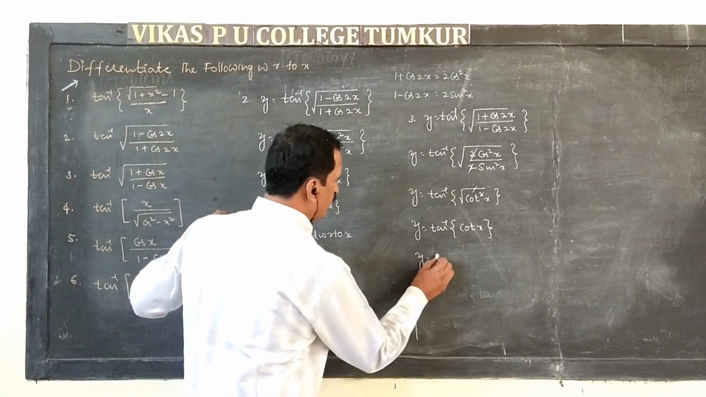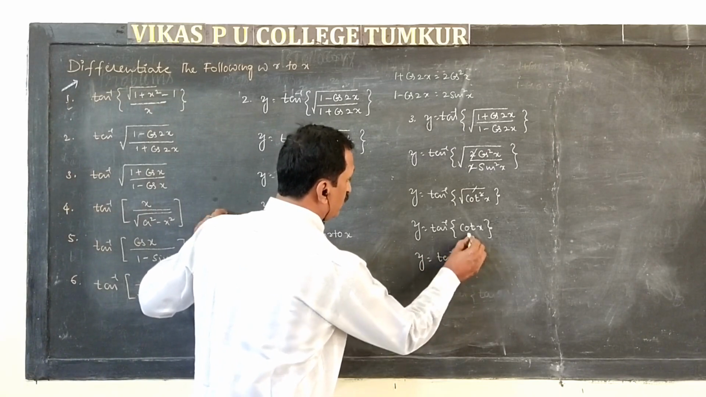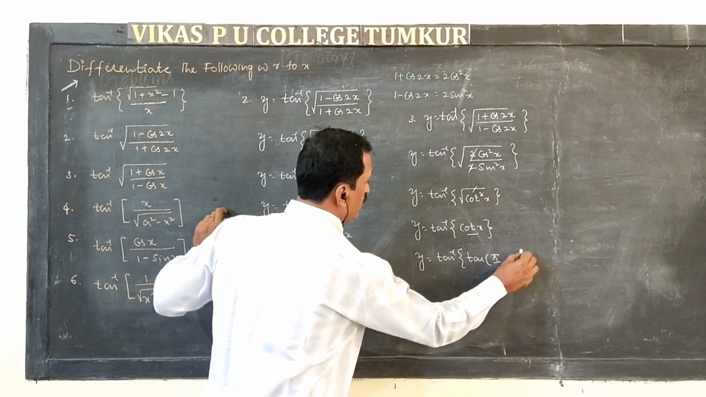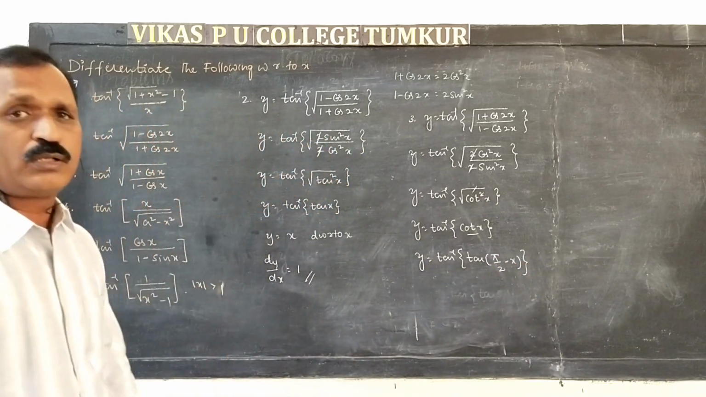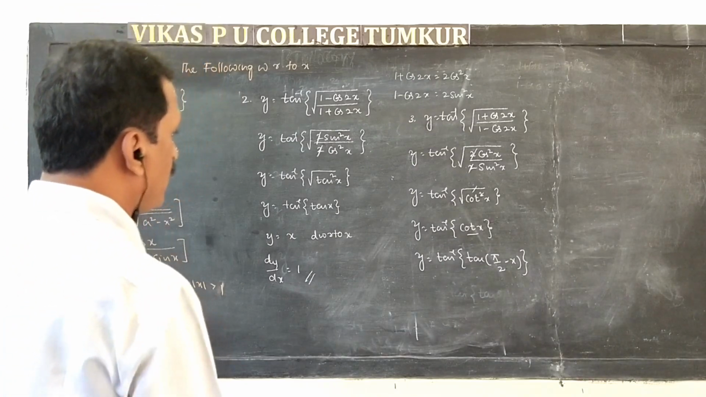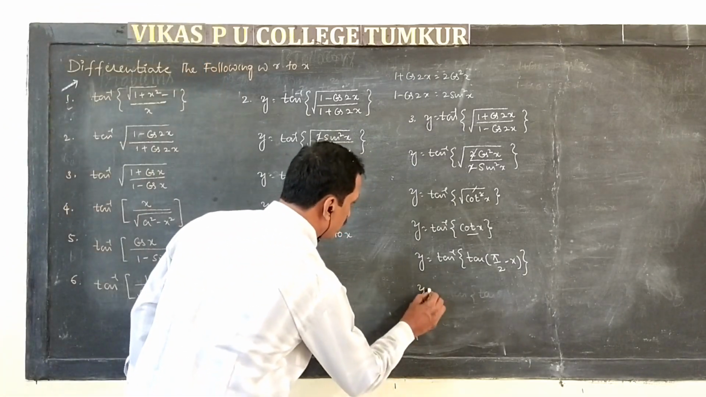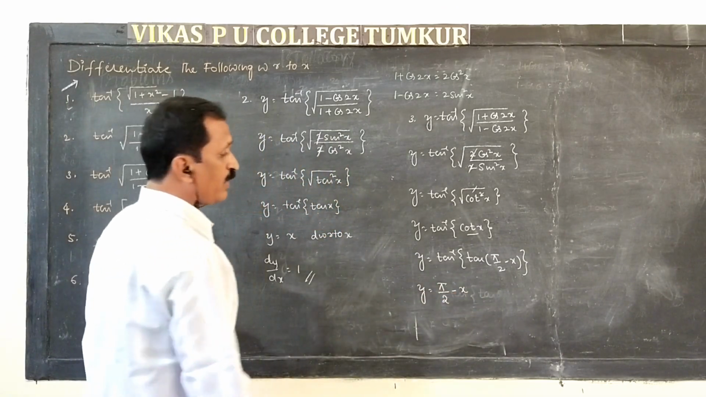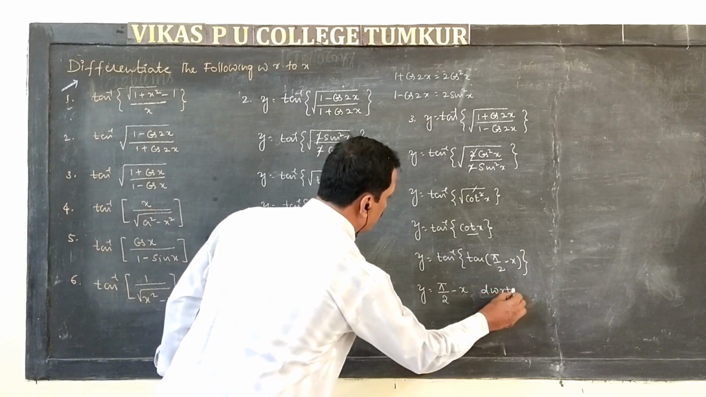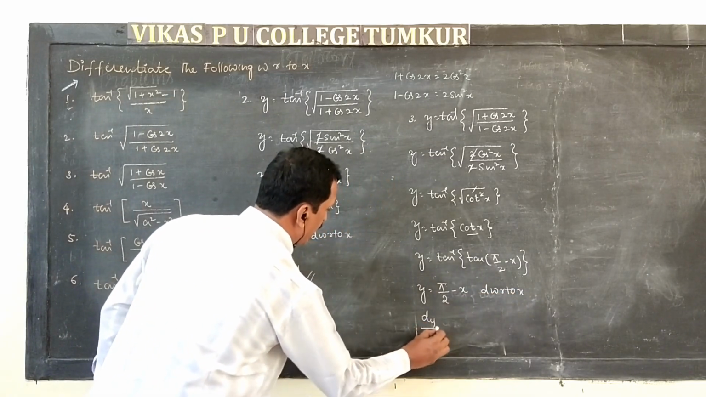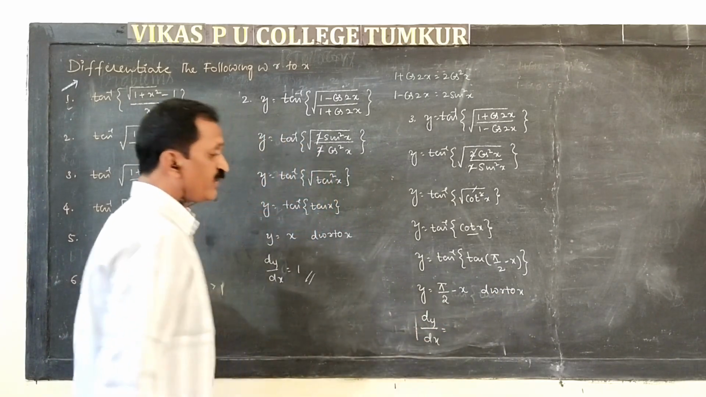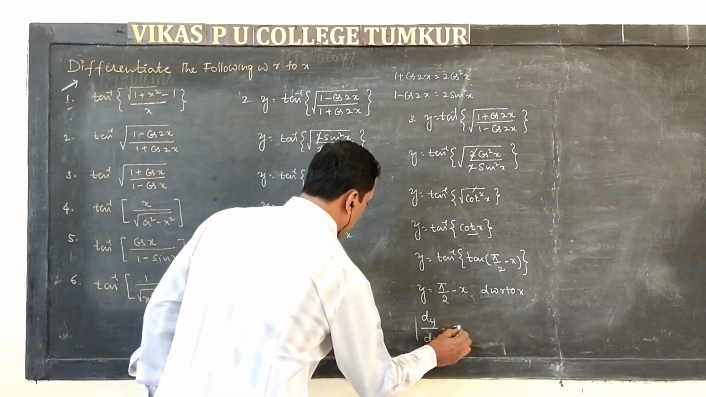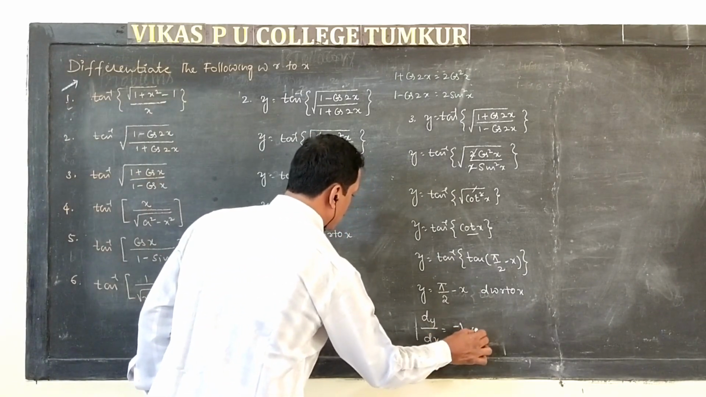Then the value of y is equal to tan inverse of cot x. Remember, cot theta I will write as tan of pi by 2 minus x. Tan inverse of tan of pi by 2 minus x. Tan inverse of tan x is x only, so tan inverse of tan of pi by 2 minus x is pi by 2 minus x. Now differentiate the function with respect to x. So you are going to get y dash, or dy by dx, is equal to the differentiation of pi by 2, which is 0, minus x, which gives 1. So what is this differentiation? It's minus 1.